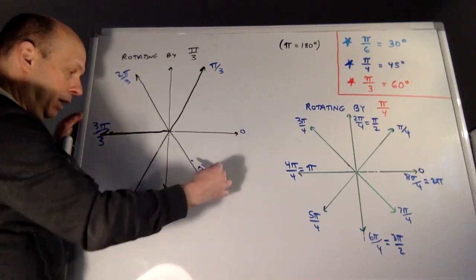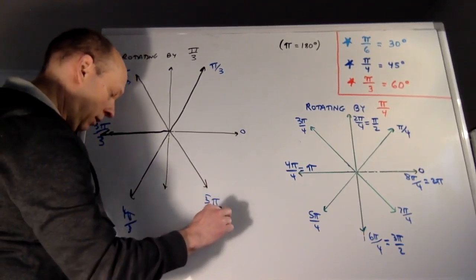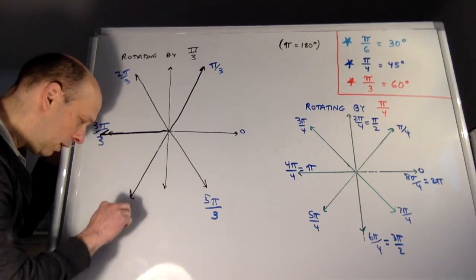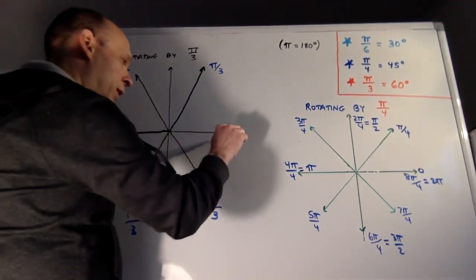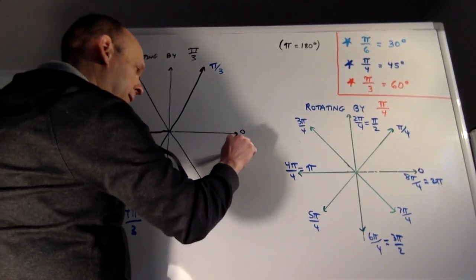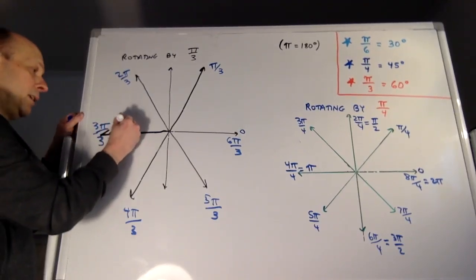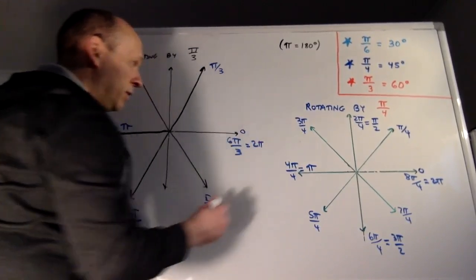When we swing over to here, we add another pi over 3. So this is 5 pi over 3. Let me write that so you can actually read it. That's 4 pi over 3, 5 pi over 3, and of course all the way around, 6 pi over 3. Of course, 3 pi over 3, that's pi, makes sense. That's a half a turn. 6 pi over 3, that's 2 pi. That also makes sense. That's a full turn.